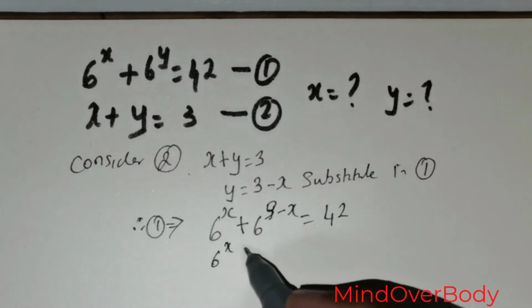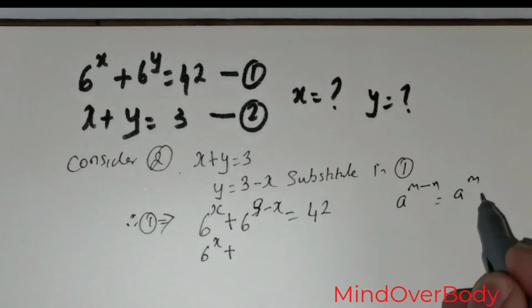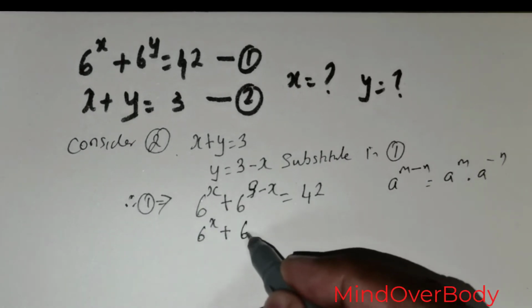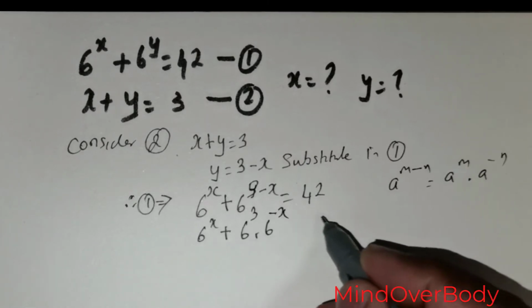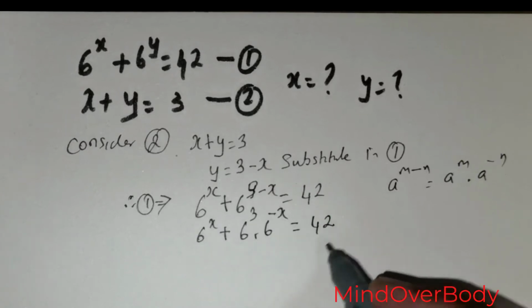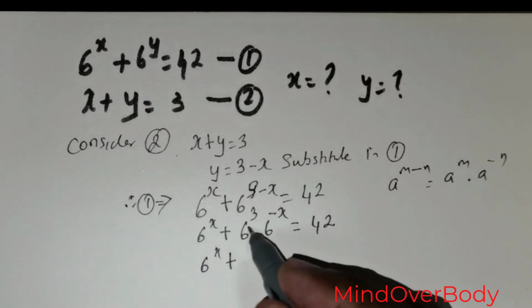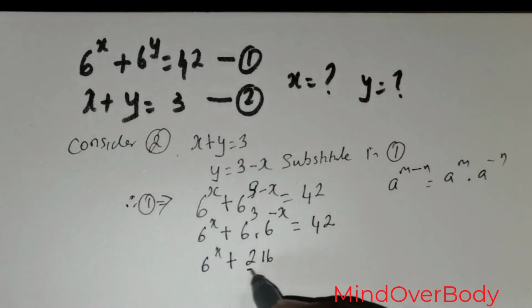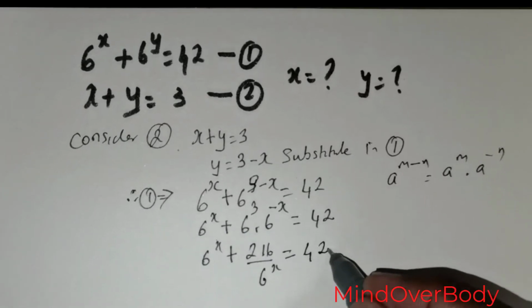This can be rewritten as 6 raised to the power x plus... Now a raised to the power m minus n is a raised to the power m times a raised to the power negative n. This is from the law of indices. So this is going to be 6 raised to the power 3 times 6 raised to the power of negative x is equal to 42. Now this can be rewritten as 6 raised to the power x plus 6 raised to the power 3, which is 216. Now 6 raised to the power negative x can be pushed down, and so I have 216 divided by 6 raised to the power x, which is equal to 42.